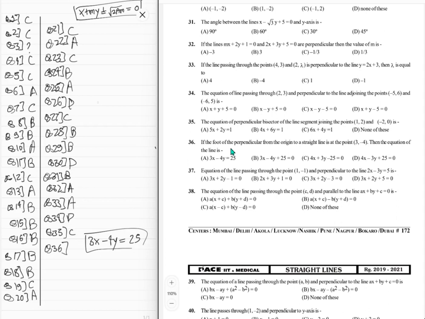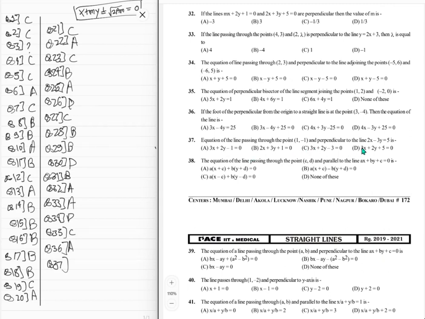Okay, why do I have this over here? 3x minus 4y equal to 25, right? Yeah. So that's 36, A. 37: the equation of the line passing through this point and perpendicular to this line. Whatever, just switch this to 3x plus 2y and let this be equal to some constant. Put 1 comma negative 1 into this equation to get the constant. So it should be 3 minus 2, which is 1. So 3x plus 2y equal to 1. That's the line, which is basically A.